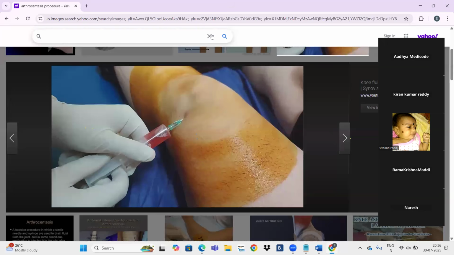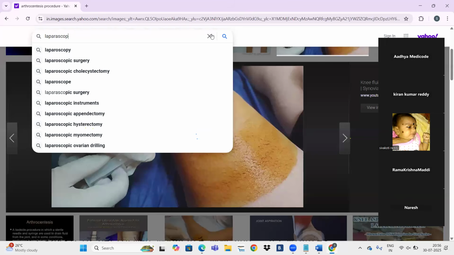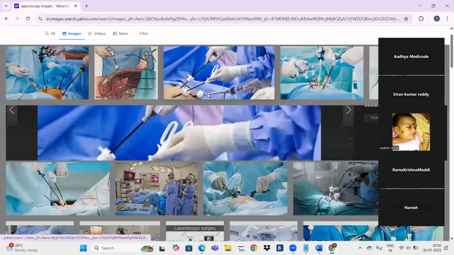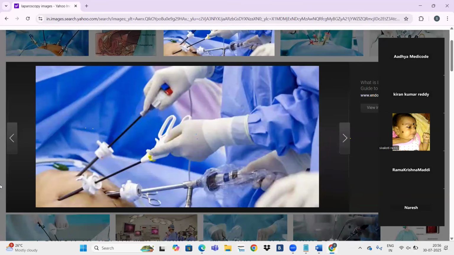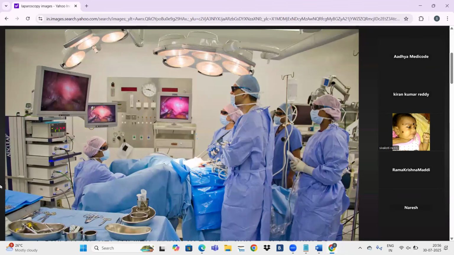For each scope, we can visualize the site. A scope has a small camera, and they will insert that scope in our body, visualize the body part, and complete the procedure. These are the laparoscopic procedures, okay? They will insert the laparoscope, watch on the computer, and complete the procedure. That's it, like this. See here, they are inserting and watching that body part on the computer and completing the procedure. We can visualize the site of the procedure.